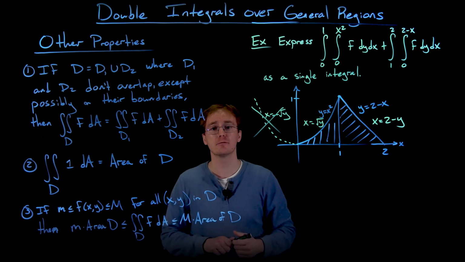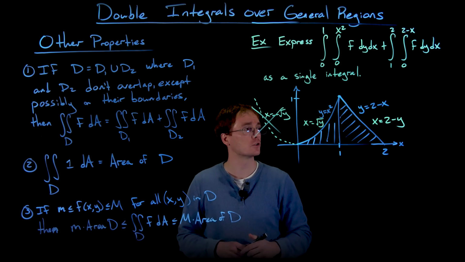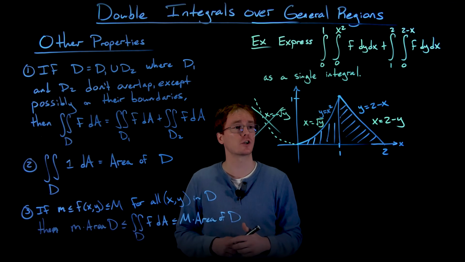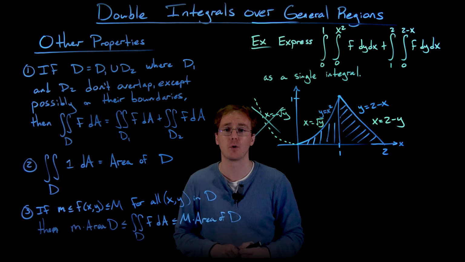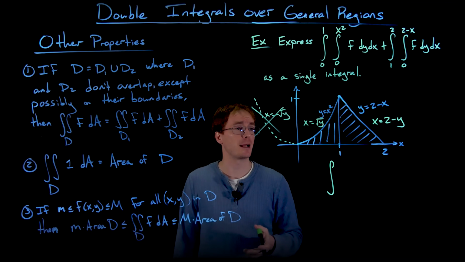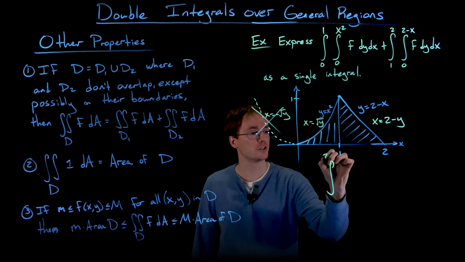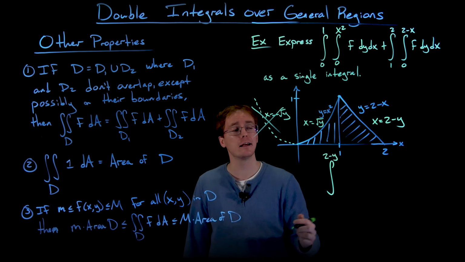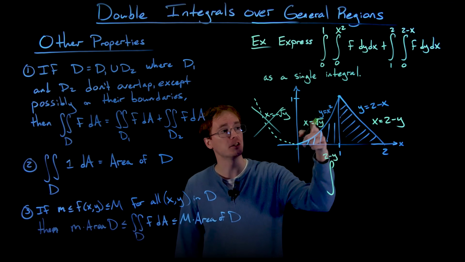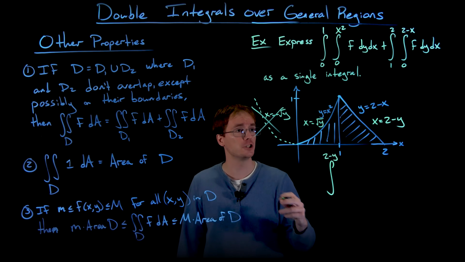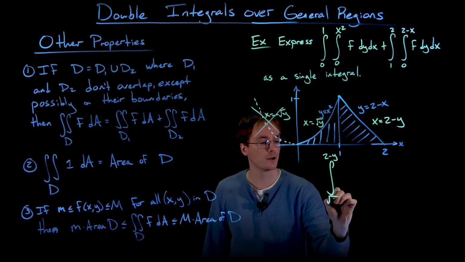And now we can see how to describe this region as a single type 2 region with a rightmost and leftmost curve. Our rightmost curve is x equals 2 minus y, and our leftmost curve is x equals the square root of y. And so our inner integral is going to be with respect to x. The upper limit of integration is going to be our right bounding curve, which is x equals 2 minus y. Our lower limit of integration is going to be our left bounding curve for our region, which is x equals the square root of y.